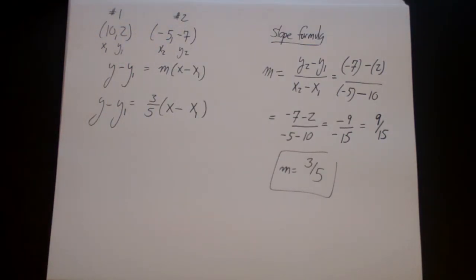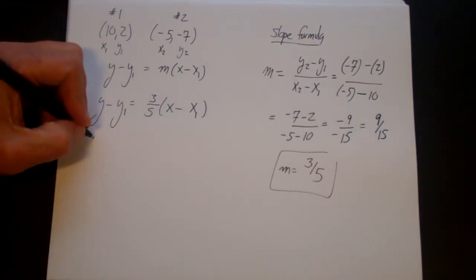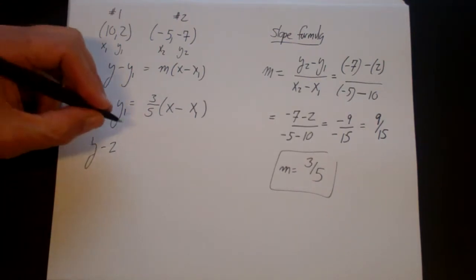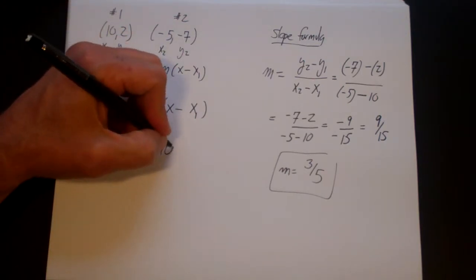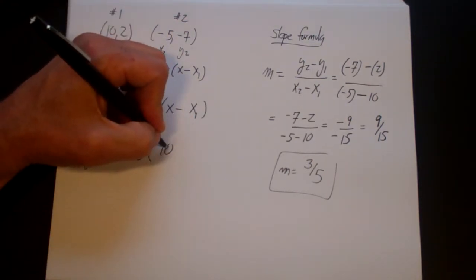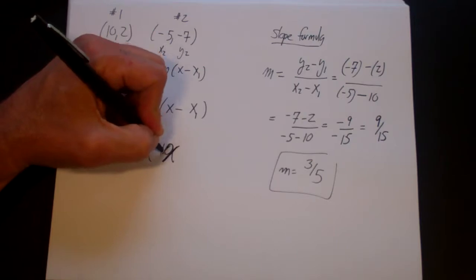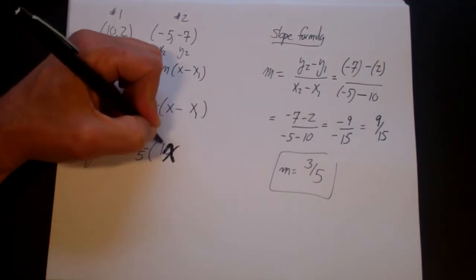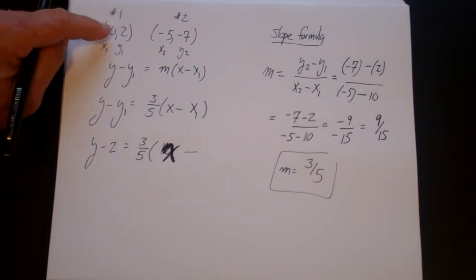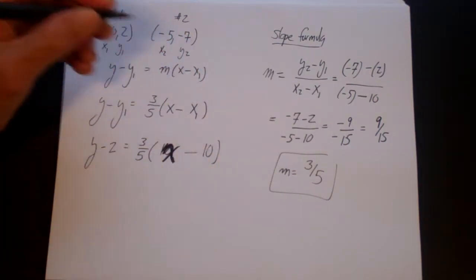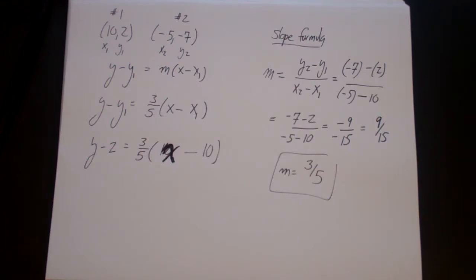And if you have a problem where it's easier to use one point or another, use that one. Otherwise, just choose whichever you want to. I'm going to use the first one. So I'm going to go y minus 2 is equal to 3/5, oops, I made a mistake, 3/5 x, right? Right, because this is just a variable. X minus 10. And that's actually a fine answer there.